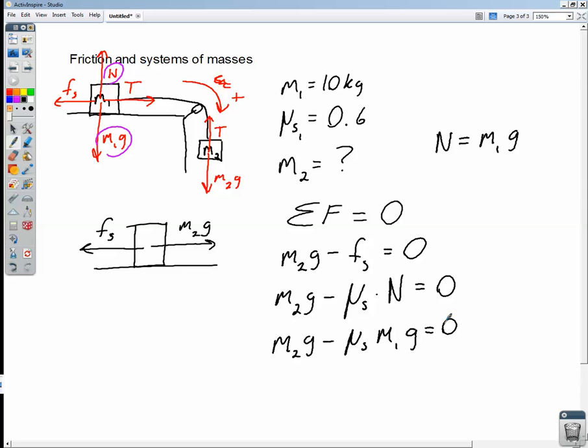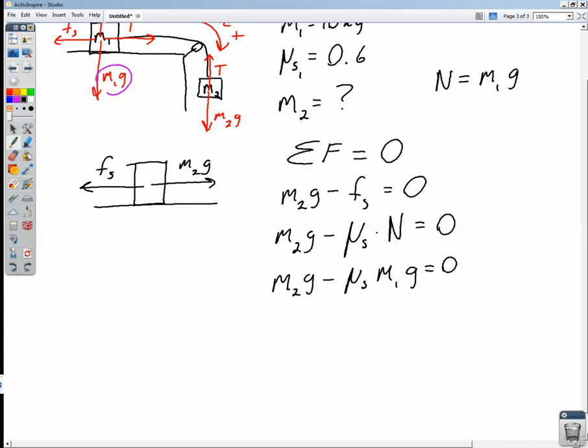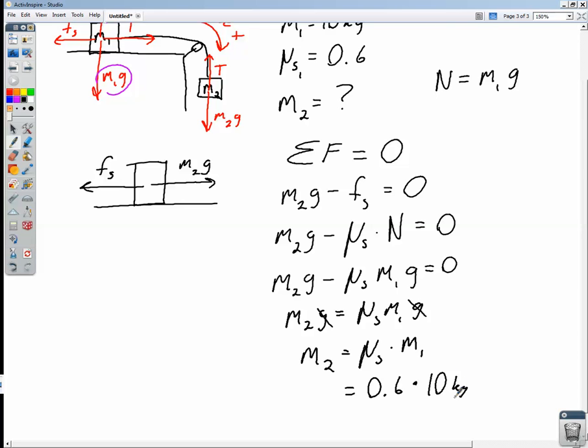Keeping in mind we're solving for M2 here, adding mu M1G to the other side, we've got M2G is equal to mu M1G. We see that the acceleration due to gravity cancels out on both sides, as it did in the inclined plane problem, and we end up with the minimum mass for M2 equal to the coefficient of static friction times M1. Plugging in the numbers we were given initially, the coefficient of static friction was 0.6 and the mass M1 was 10 kilograms. So we end up with M2 has to be at least 6 kilograms to get the system to move.